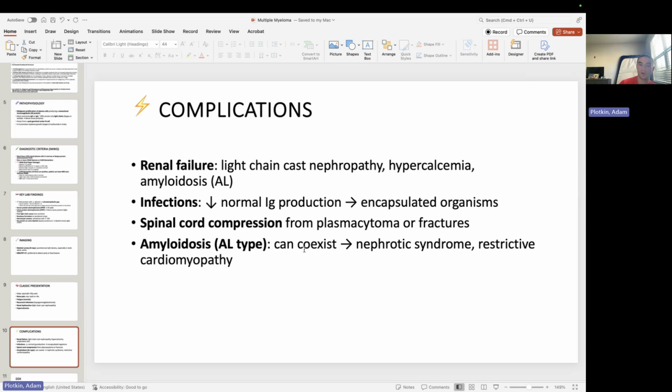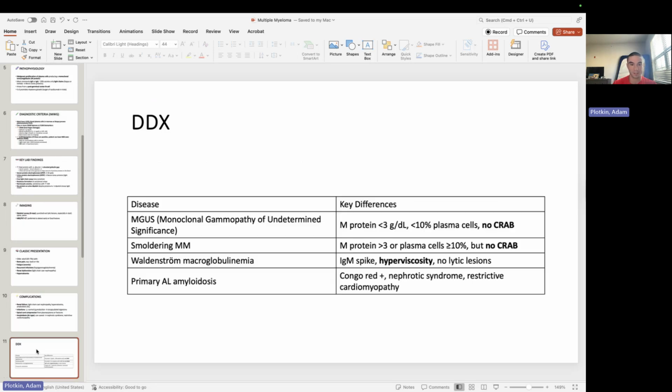We can get spinal cord compression from the plasmacytoma or from fractures, and then the amyloidosis, the AL type, right? It can coexist. Amyloid is an acute phase reactant. It can occur after these plasma cell dyscrasias, right? And amyloid can really deposit into any organ system. It can cause liver damage, kidney damage. It can cause restrictive cardiomyopathy, deposit into the tongue. It can cause macroglossia. It can deposit into my carpal tunnel and cause bilateral carpal tunnel disease. All things you want to consider.